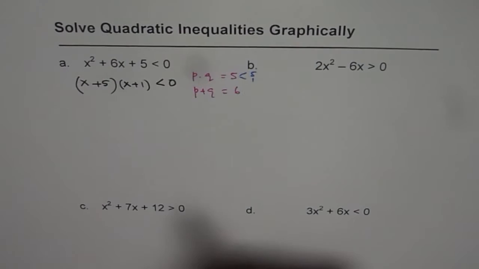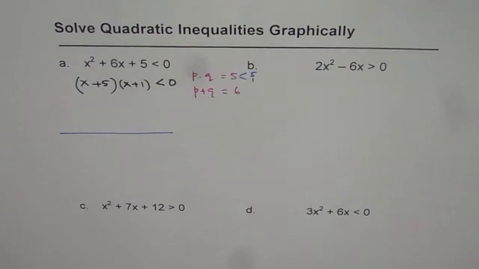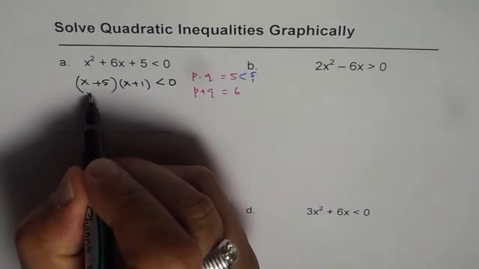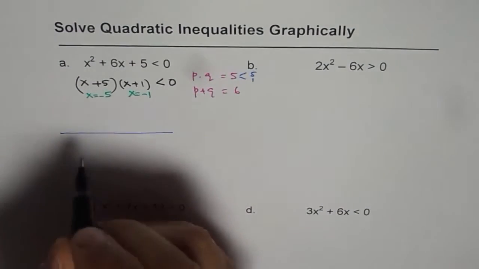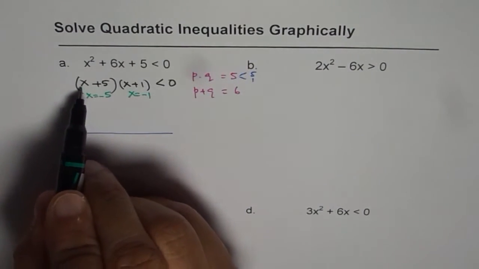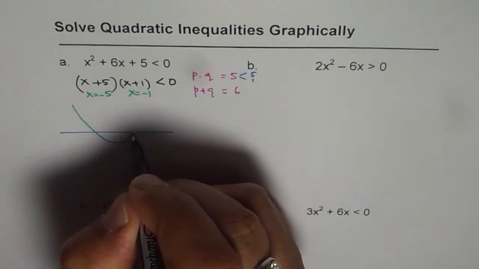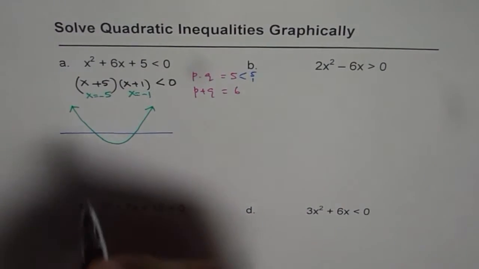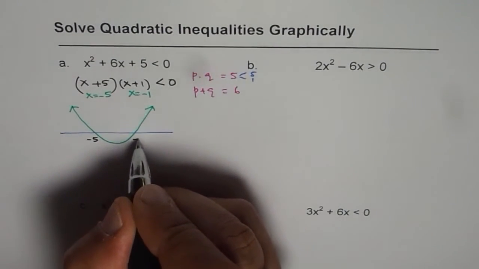Now it's very simple to graph it, right? So let's graph it. Let's say this is our x-axis, and the zeros are at x equals minus 5 and x equals minus 1. The graph opens upwards since the leading coefficient is positive. So let's draw a graph opening upwards with two zeros. That's the whole idea. So that's the graph, right? Minus 5 will be on the left side, lower than minus 1.